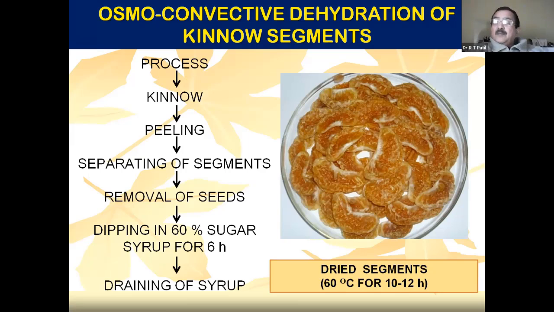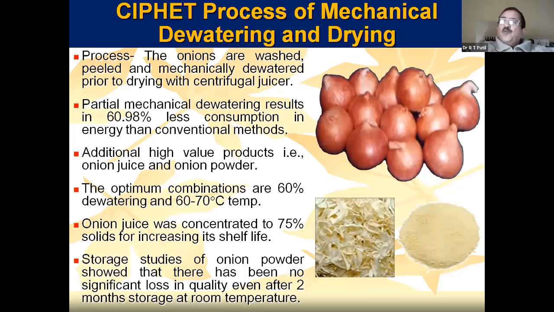a juice later on, because we have to add it into the mixie, add some water, add some sugar, and then grind it, and that makes a pulpy juice out of it. And this is also a wonderful small scale industry, and this also you can get hands-on training if you want from these institutions. Then CFET process for mechanical dewatering and drying of onion.